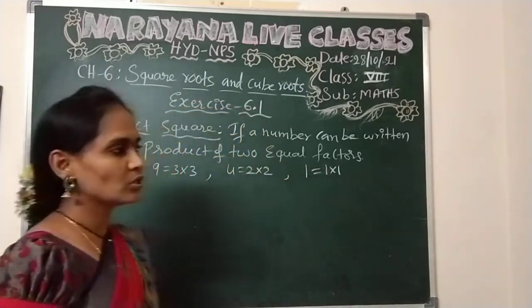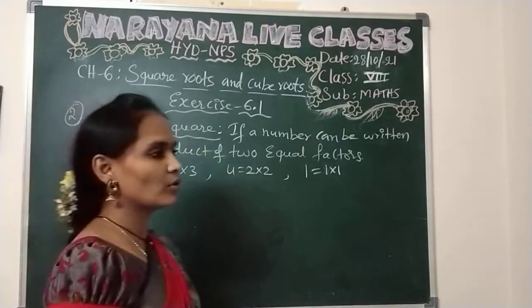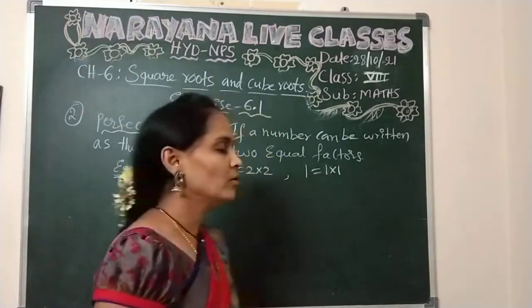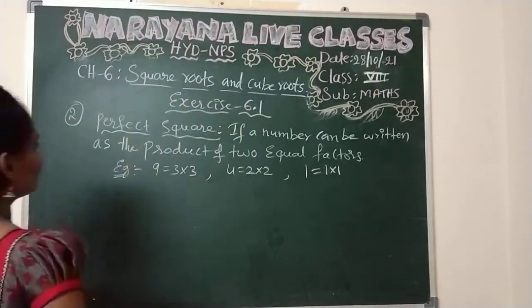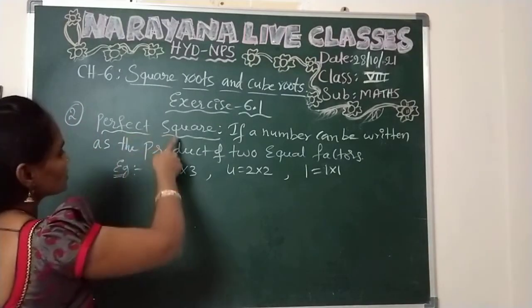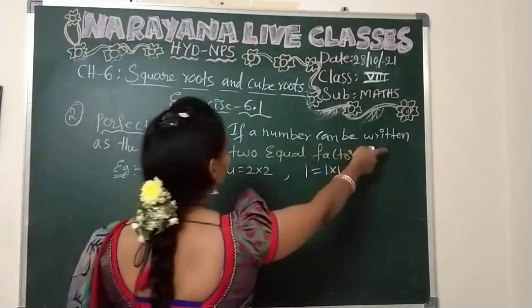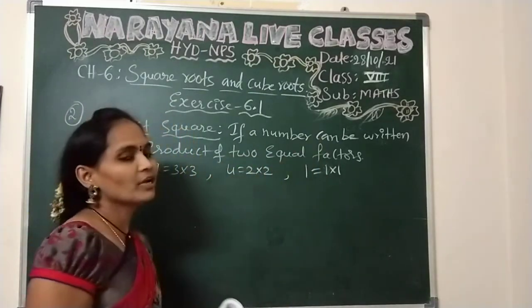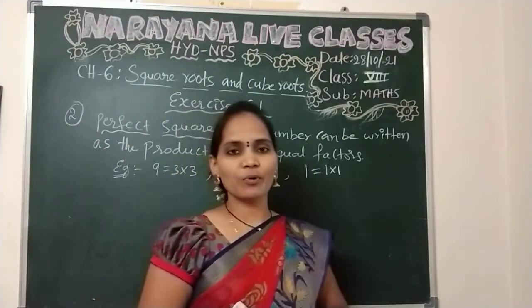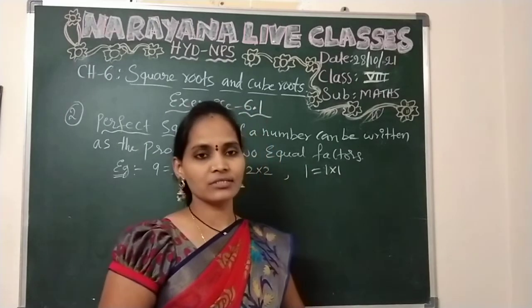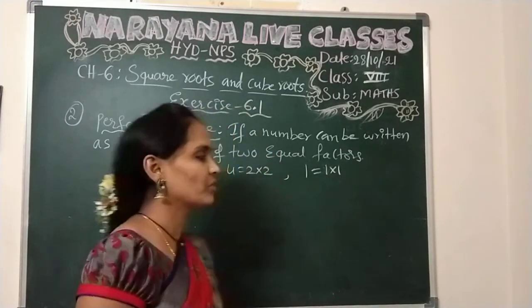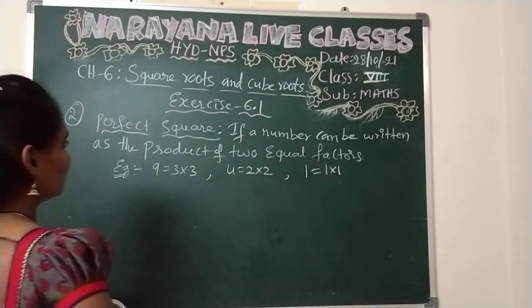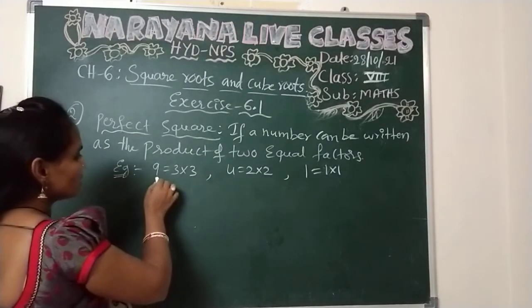Before going to solve this, first you should know what a perfect square is. See, I wrote the definition here. If a number can be written as the product of two equal factors, then we call that a perfect square.